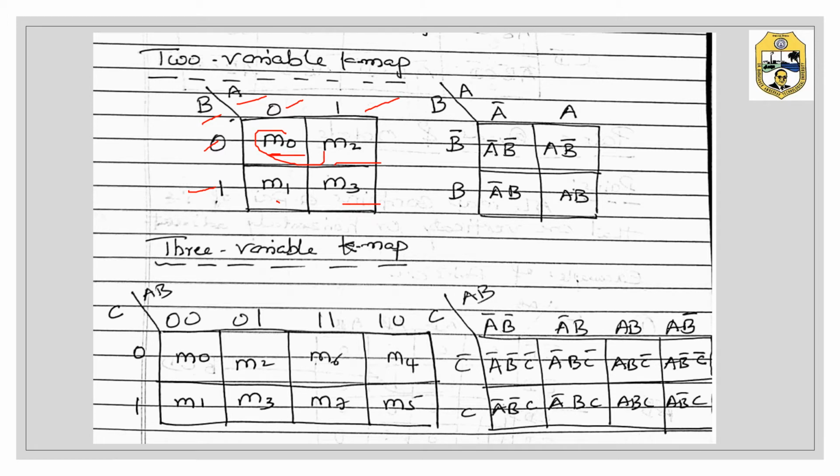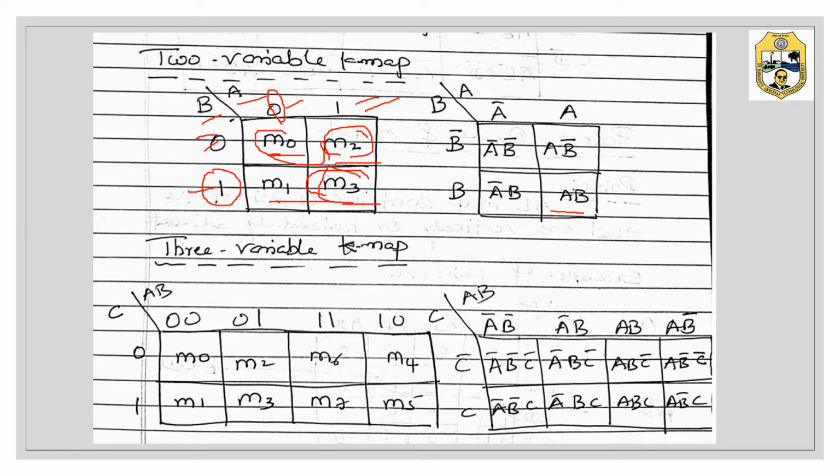And when you move to this block, we need to consider this number and this number. So 0, 1 means it is M1. When you move to this block, we take this number and this number: 1, 0, that is nothing but 2. And when you move to this block, it is taken as 1, 1, that is nothing but M3. In the form of variables, it can be written as A bar B bar, A B bar, A bar B and AB. Okay, this is for the two variable K-map.